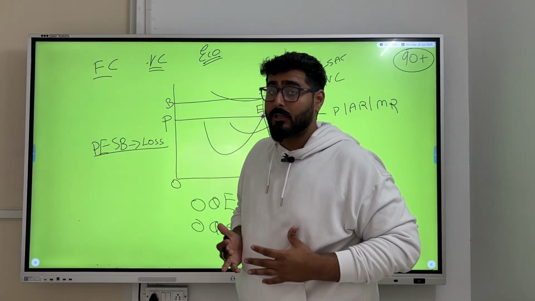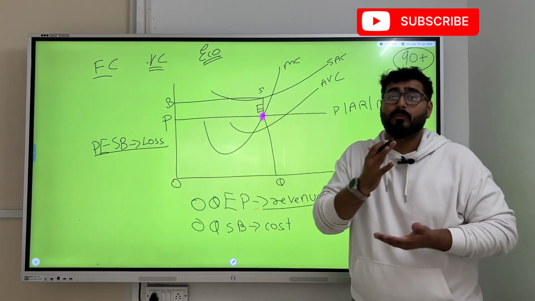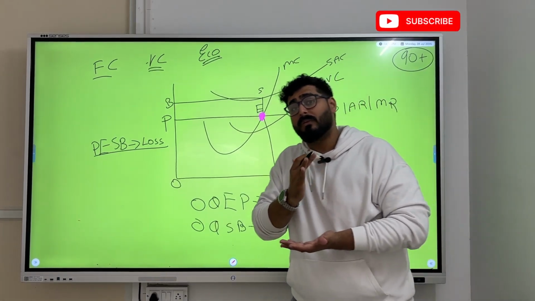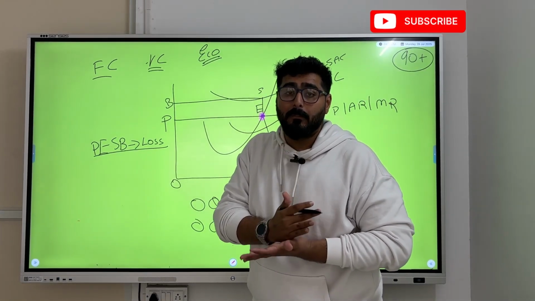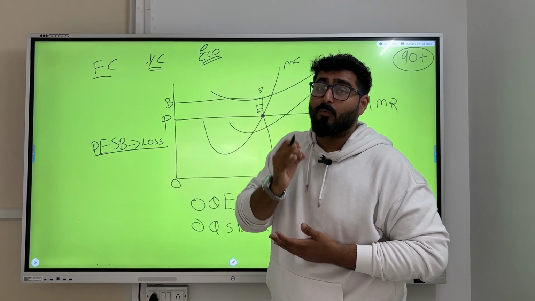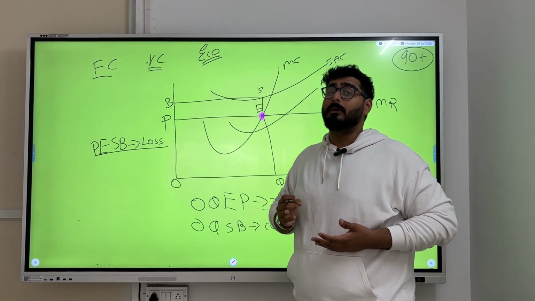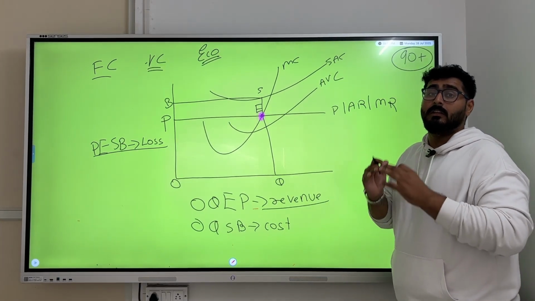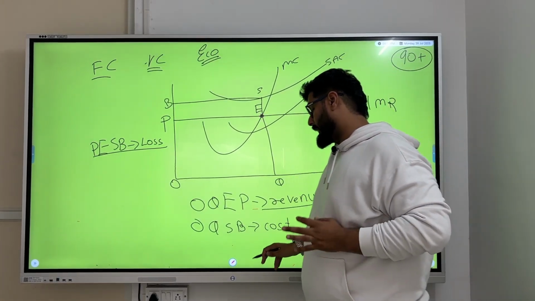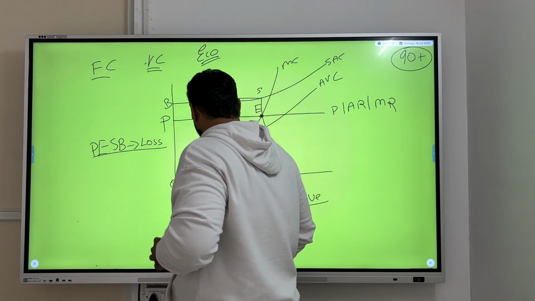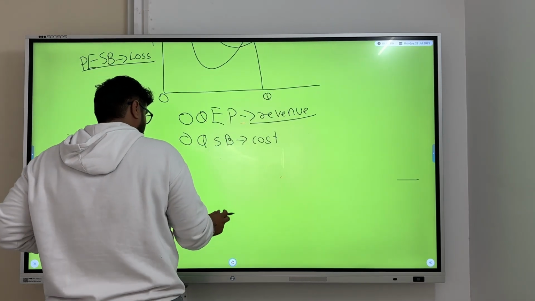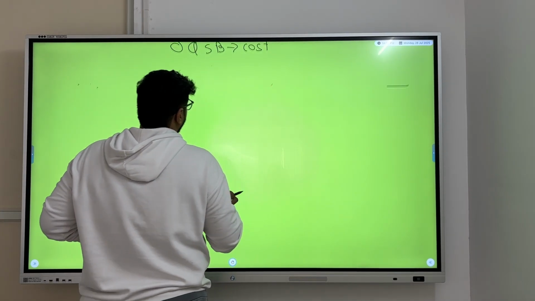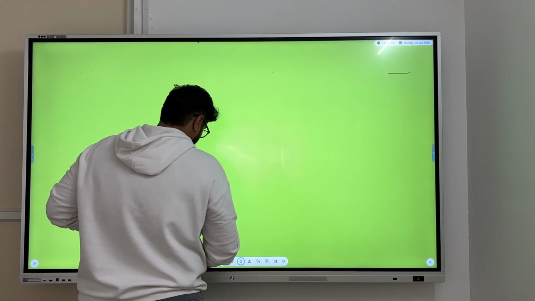What do I mean by shutdown point? It is a situation where a firm in perfect competition is not able to recover its variable cost. That is called a shutdown point. Is it clear, my dear students? So with this, all our concepts of determination of equilibrium price and quantity are over.